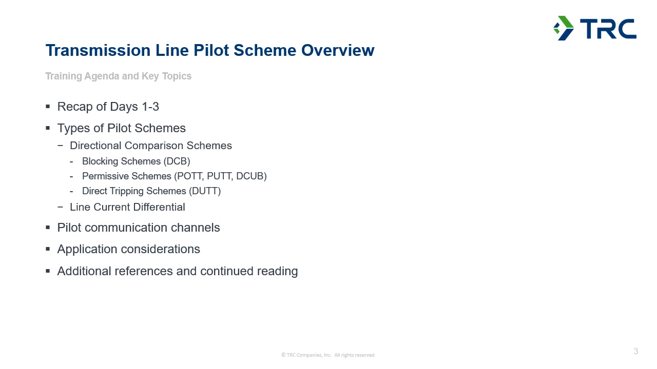So we'll be taking a look at different types of pilot schemes, directional comparison schemes, including blocking and permissive type schemes, and also take a look at line current differential, which is a type of scheme that's being used more and more by utilities these days as the communication infrastructure is updated to support it. We'll be taking a look at different types of pilot communications channels, and then also some application considerations, things you might have to look out for when applying a pilot scheme for a transmission line.